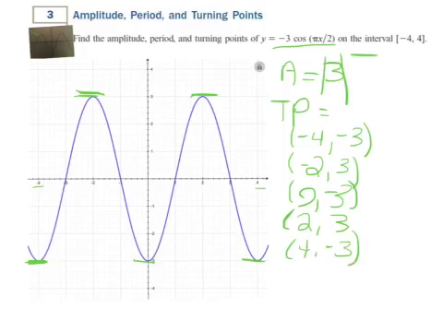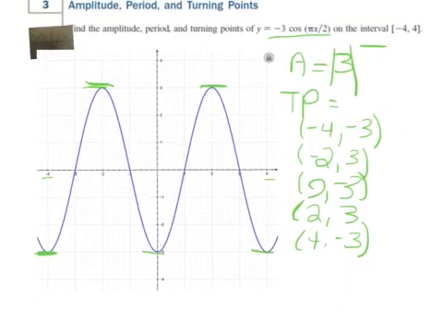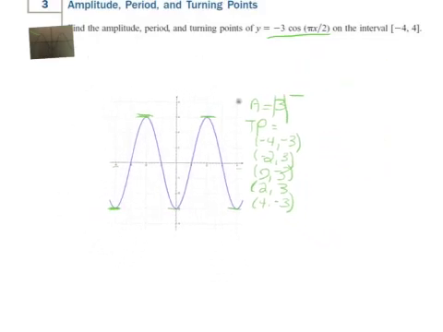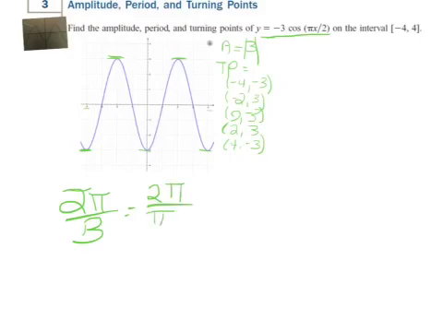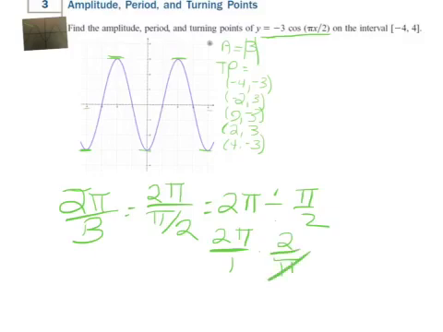As for the period, all we have to do is, let's shrink this down so I can get some more room. Okay, so for the period, we're going to go 2 pi over b, and our b is pi over 2, so 2 pi divided by pi over 2. So 2 pi over 1 times 2 over pi. Cancel out your pi's and you get 4.